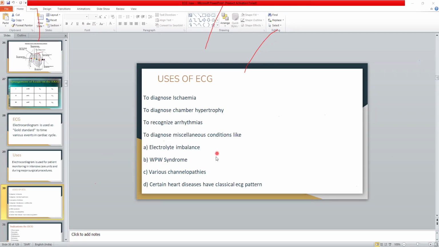I will be explaining all these things, the abnormal ECG changes, in the next session. Also, certain heart diseases have a classical ECG pattern, so that it will be easy for you to diagnose the underlying cardiac issues.